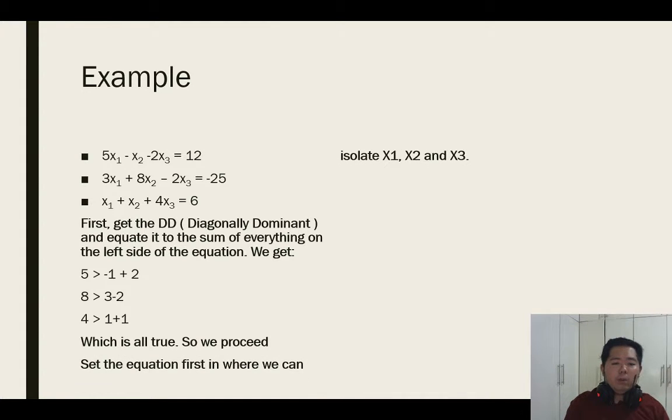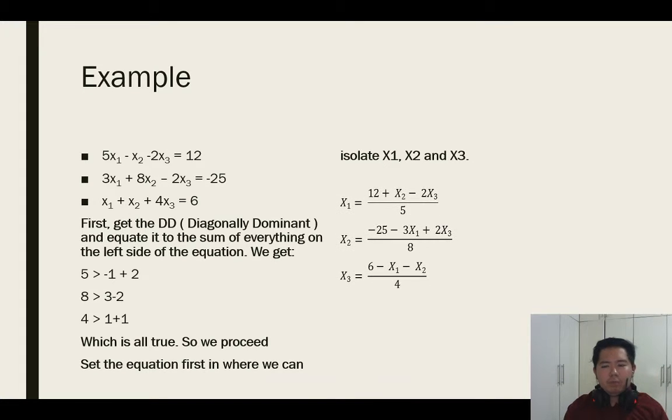So we set the equations so that we can isolate x1, x2, and x3. In this step, we just transposed the values from the left side to the right side. So we have x1 equals 12 plus x2 minus 2x3, all over 5. x2 equals negative 25 minus 3x1 plus 2x3, all over 8, and x3 equals 6 minus x1 minus x2, all over 4.